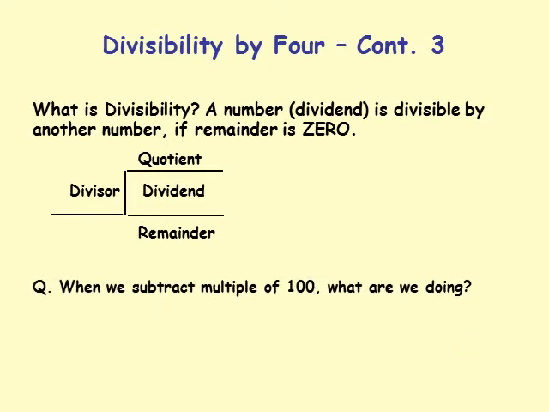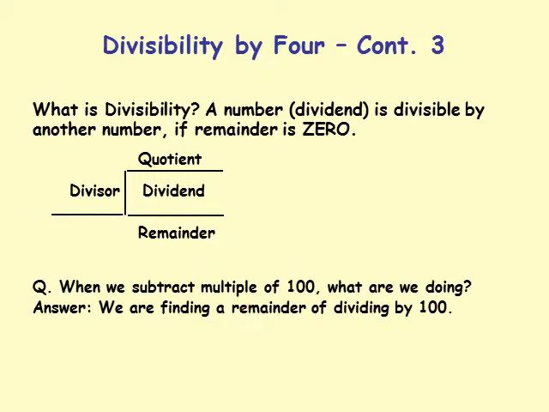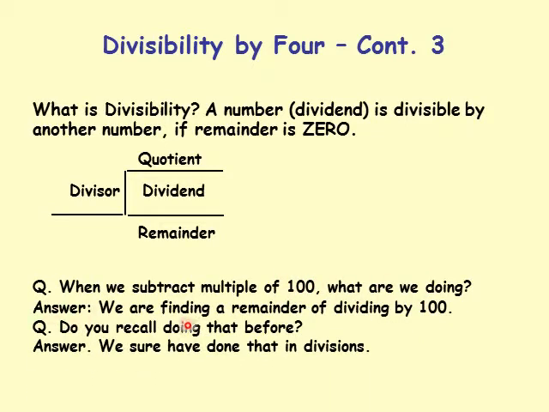Okay. So when we subtract multiples of 100, what are we doing? We are finding the remainder of dividing by 100. When we subtract all the 100s we can, then we have a number left which is less than 100, and that's the remainder of dividing by 100. Do you recall doing that before? Have we done that before? Okay, we sure have done that in the divisions.